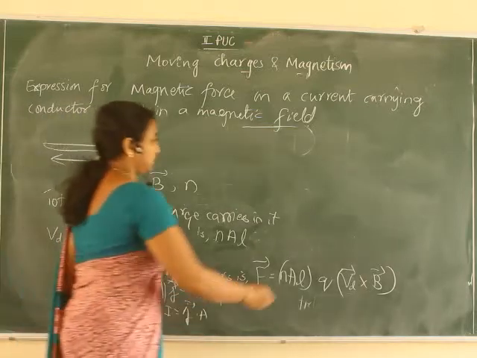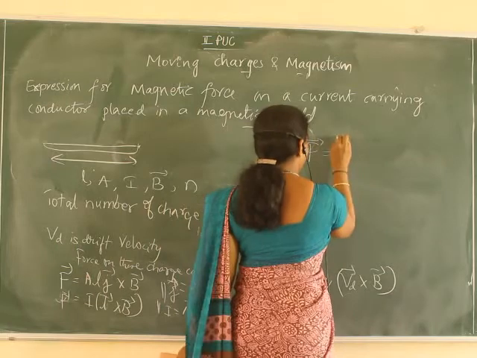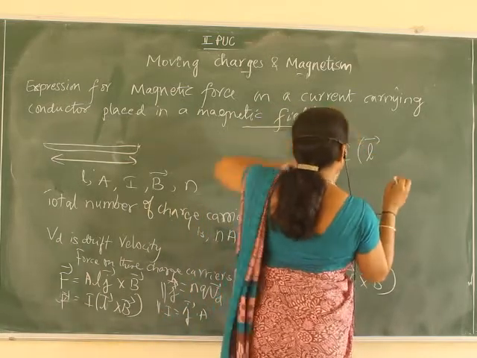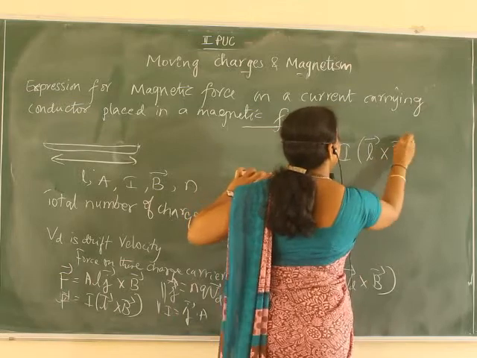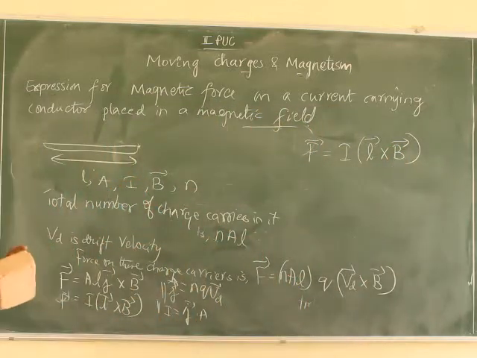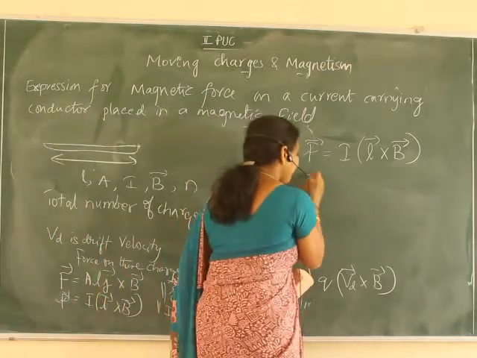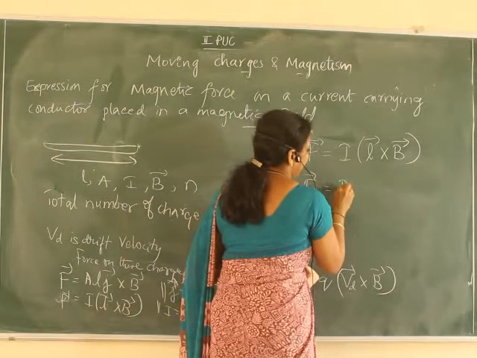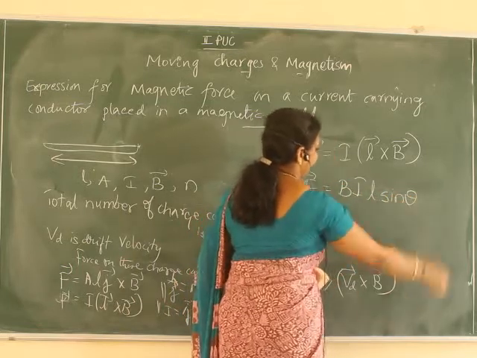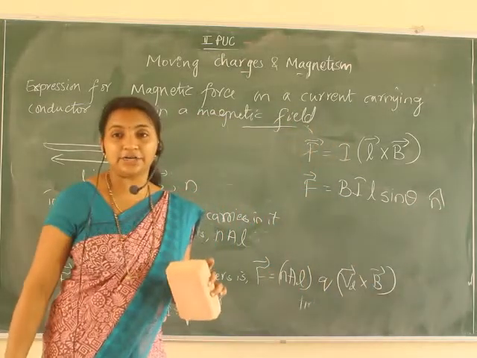Therefore, what is the expression we got? F vector is equal to I into L cross B vector. Correct? F vector is equal to I into L cross B vector, or F vector is equal to BIL sin theta into n cap. BIL sin theta into n cap.